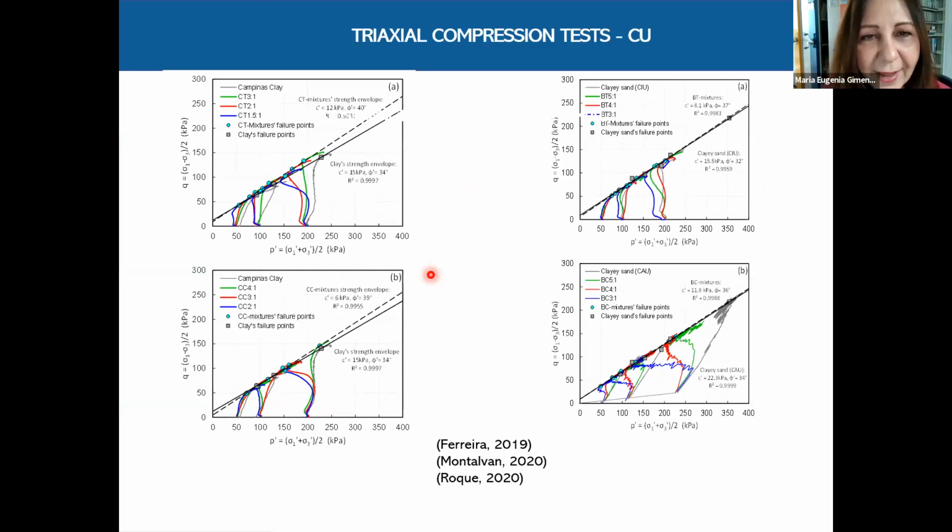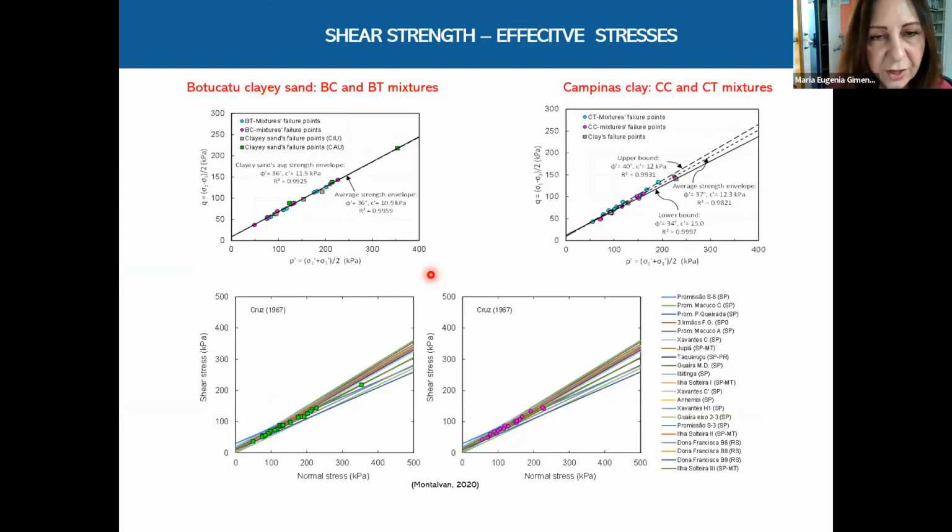Consolidated and drained triaxial tests with measurement of pore pressure yield these results. They are summarized here in the next slide. We saw that shear strength of each soil and its mixtures could be represented by a single envelope in terms of effective stresses. Here we see Botucatu clay and all BC and BT mixtures, and here Campinas clay and all CC and CT mixtures.